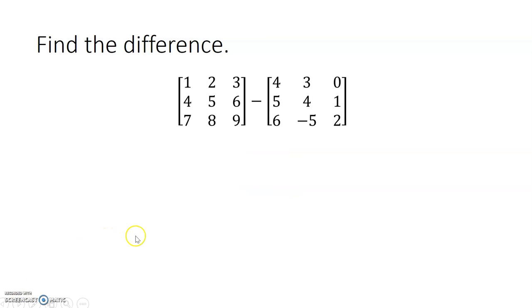And then it's going to be the same with this one. I'm definitely able to do the difference because it's the same dimensions, a 3 by 3 minus a 3 by 3. But again, you'll want to be careful with your signs. So 1 minus 4 is going to be -3. 2 minus 3 is -1. 3 minus 0 is just 3. Going into the second row, 4 minus 5 is -1. 5 minus 4 is 1. 6 minus 1 is 5. 7 minus 6 is 1, 8 minus a -5 is 13, and then 9 minus 2 is 7.